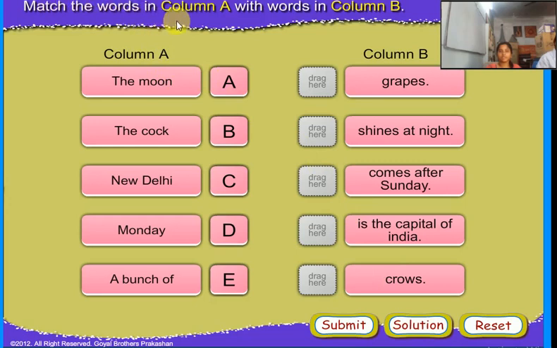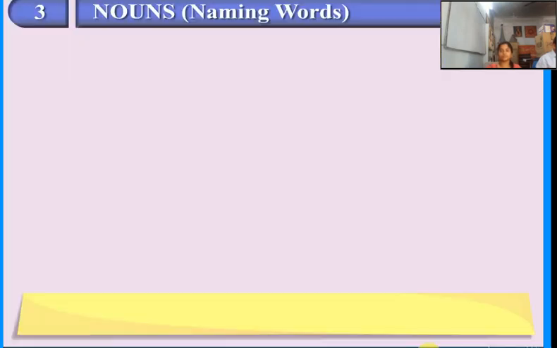Match the words in column A with words in column B. The moon shines at night. The cock crows. New Delhi is the capital of India. Monday comes after Sunday. A bunch of grapes. Nouns.